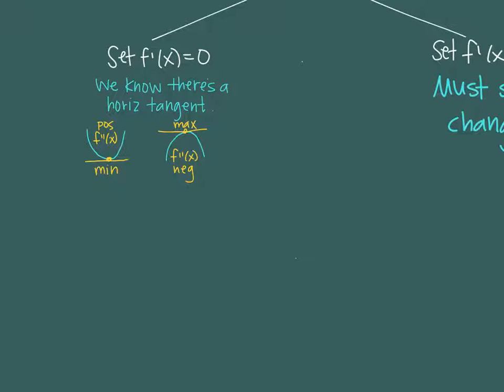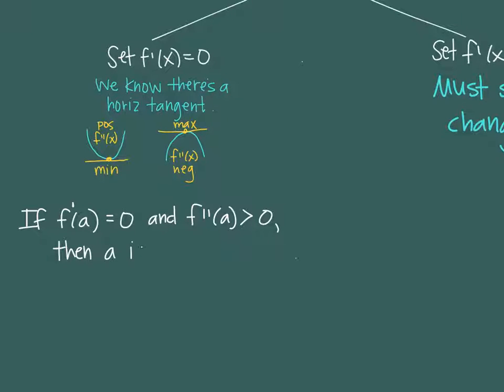And so you would say something like this: if f prime of a is equal to 0 and f double prime of a is greater than 0. So those are your two things you would have to say. If the first prime was equal to 0 and the second prime was positive, then a is a min, because a minimum is sitting at the bottom of concavity.